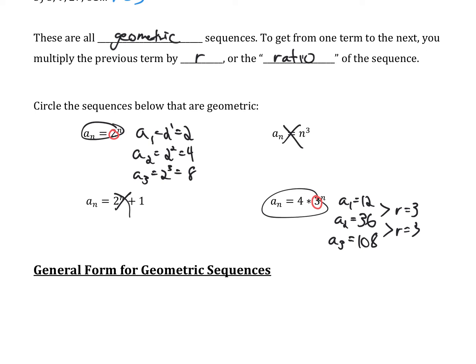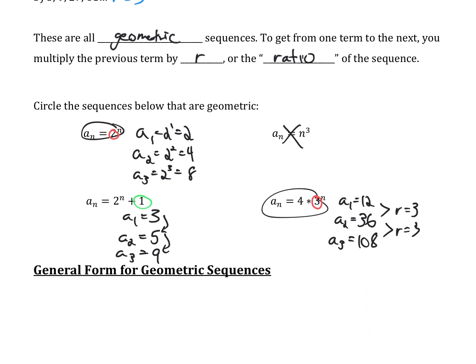So you might say, all right, well then why wasn't this guy geometric? Well, let's do the same thing. A sub 1 would equal 3 because 2 to the 1 is 2 plus 1 equals 3. A sub 2, 2 squared is 4 plus 1 is 5. A sub 3, 2 cubed is 8 plus 1 is 9. I can already see that what I need to do to multiply 3 to get 5 is not the same thing to multiply 5 to get 9. So that doesn't work. And what really screws it up, guys, is this plus 1.